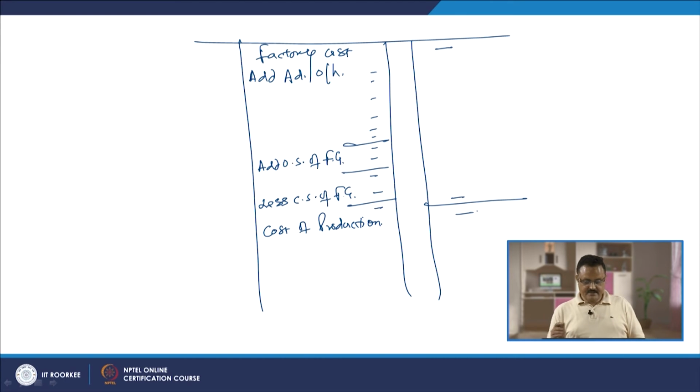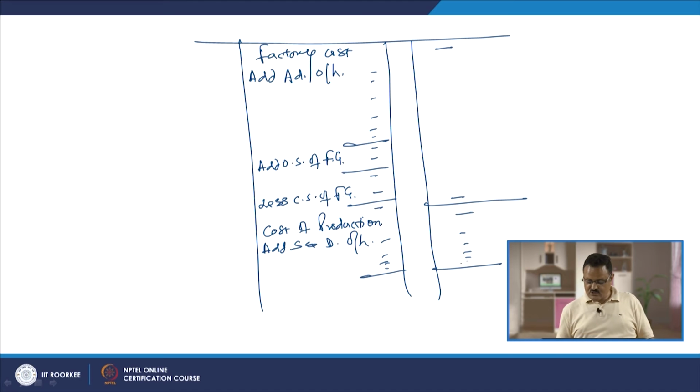Then you go ahead and add the selling and distribution overheads. You put all the selling and distribution overheads together, and because these are independent items, we can take them directly in the outer column. This total will become the cost of sales.